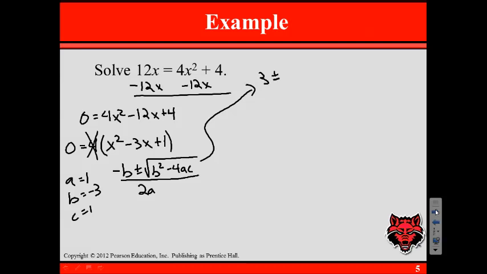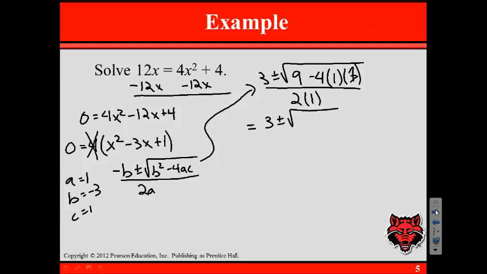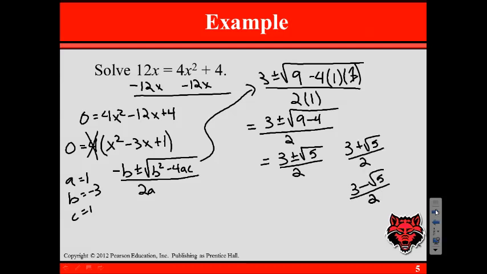Plugging in will give us 3 plus or minus the square root of (-3)², which is 9, minus 4 times a, which is 1, times c, which was also 1, all divided by 2 times a, or 2 times 1. This becomes 3 plus or minus the square root of 9 - 4, all over 2, which is 3 plus or minus the square root of 5, over 2, and we're finished. We have our two answers: (3 + √5)/2 and (3 - √5)/2.